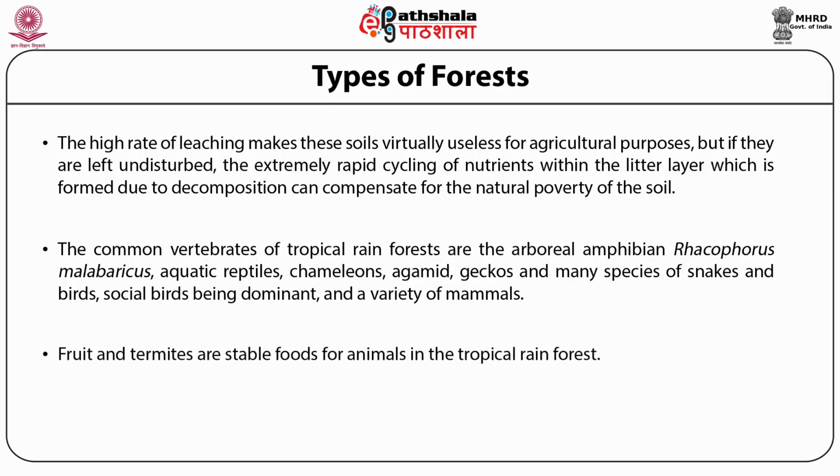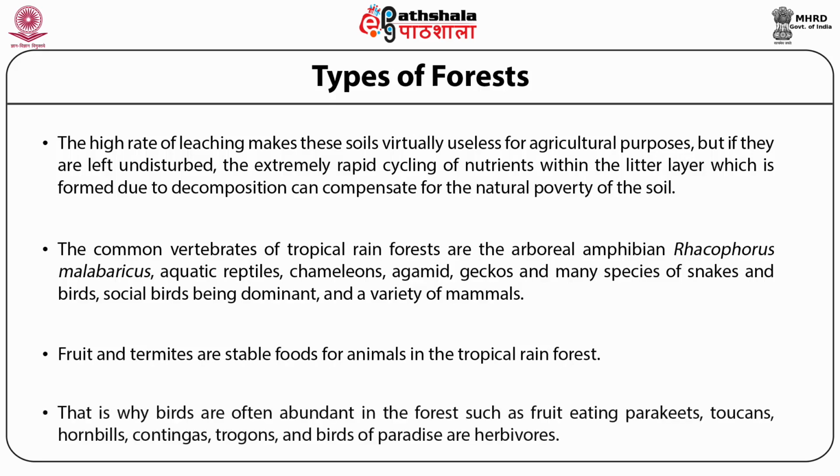Fruit and termites are staple food for animals in the tropical rainforest. That is why birds are often abundant in the forest, such as fruit-eating parakeets, toucans, hornbills, cotingas, trogons, and birds of paradise.